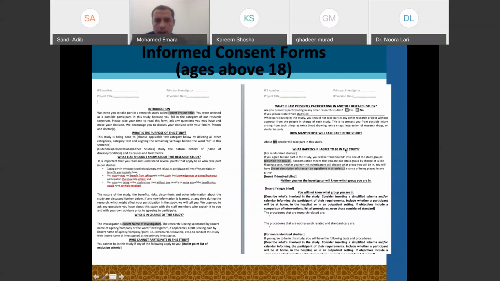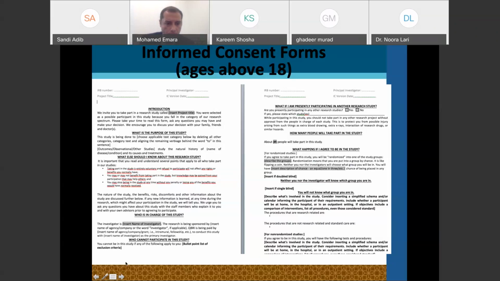What happens if I agree to be in this study? If you agree to this study, then you explain to him what's going to happen, what the study is about. It might be a double-blinded study, like the example that I'm going to give you about the drug before, and so forth. You will not know what group you are in. This is again what is happening here in the study.